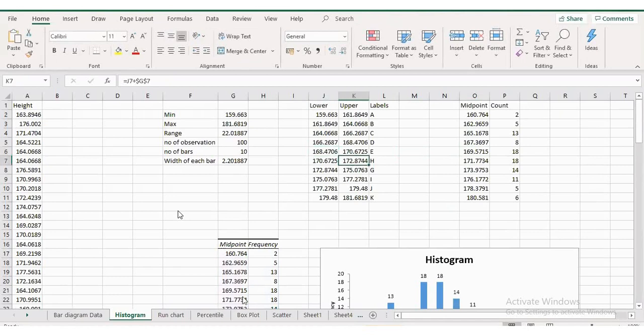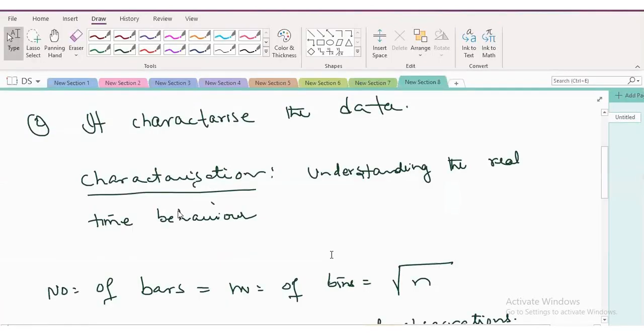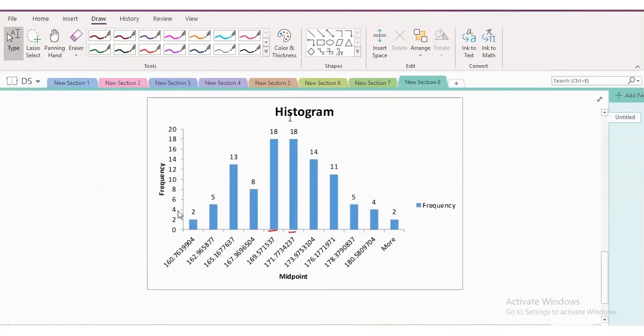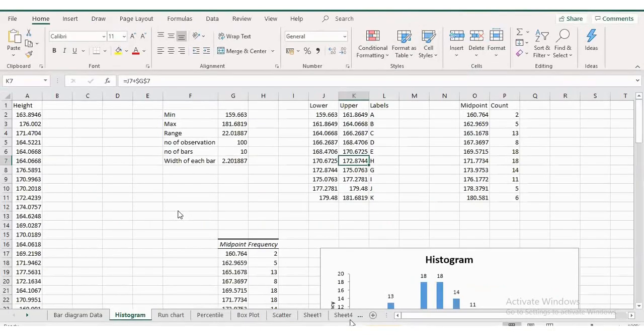So can I say by looking at this graph, around 36%, because there are 100 observations, no? Around 36% of the people are going to fall anywhere between 168 to 173. Makes sense?